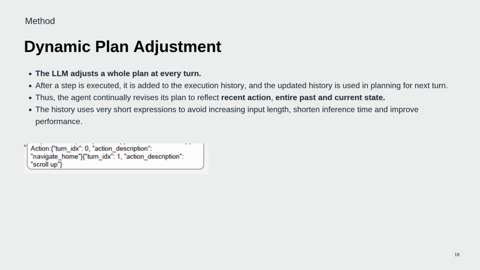So after that, the LLM adjusts the whole plan at every time, which is very crucial. After a step is executed, it is added to the execution history, and the updated history is used in planning for the next time. Thus, the agent continuously revises the plan to reflect recent actions, the entire past, and the current state. So this is very crucial.